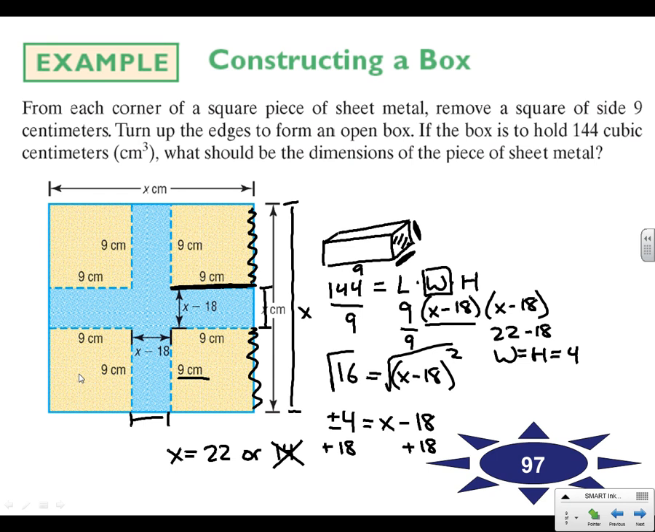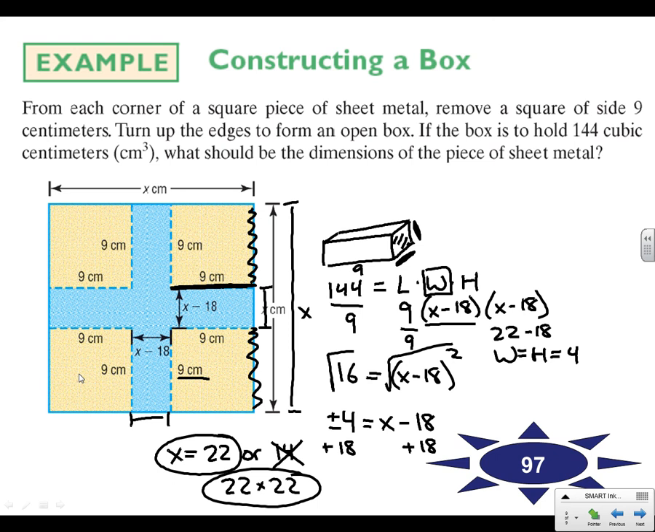Okay? So the dimensions of the piece of sheet metal, then, we know that on this one, the width and the height is 4 plus another 18. It's going to be 22 by 22 on each side length. A lot of things going on that one.